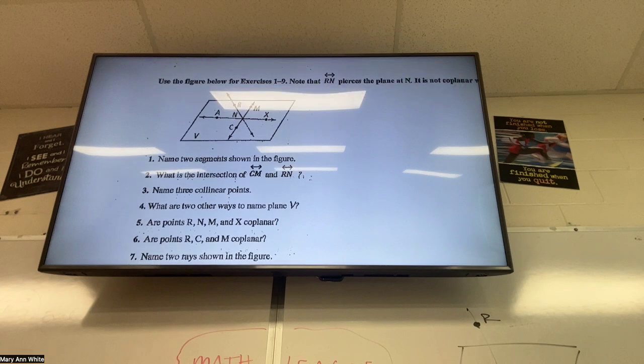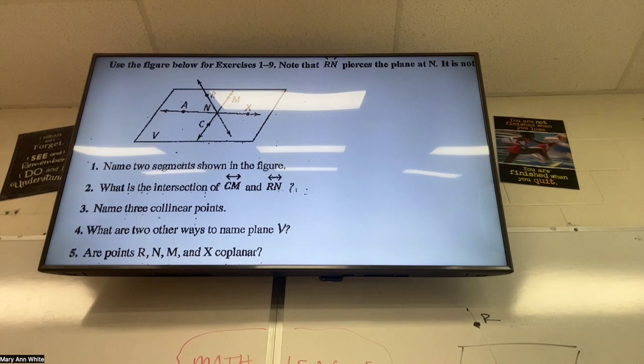Okay, so I'm starting here. It says name 2 segments shown in the figure. I know there's a bunch of lines, but anytime you have 2 points, you can make a segment. Who's got a segment for me? Yep, Tyler, give me one. AM or AN? Yep, AN. Good. As long as I put a segment hat with no arrows on it, that's a segment. Who's got another one? Yep, Evan. AX. Very good. I could keep going. There's a bunch of different ones.